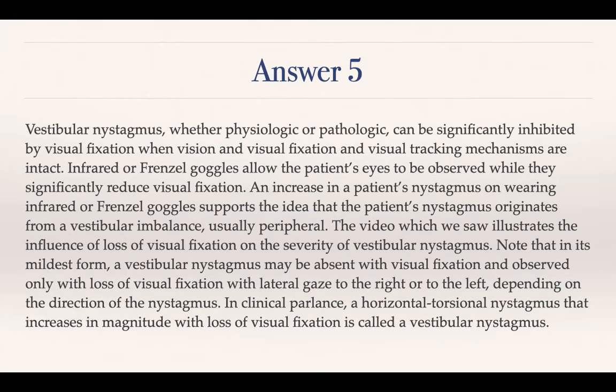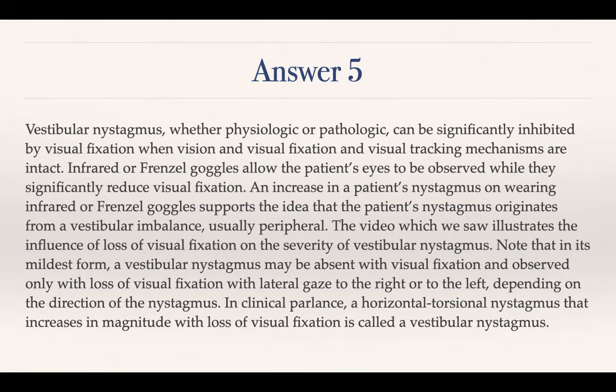Okay. So we have vestibular nystagmus. This vestibular nystagmus is inhibited with vision. The mechanisms are the visual fixation mechanism and the visual tracking mechanism. Visual fixation and visual tracking or smooth pursuit mechanisms share the pathway to a great extent. Both fixation and pursuit share the pathways to a great extent, and they interact with vestibular nystagmus to suppress the vestibular nystagmus.